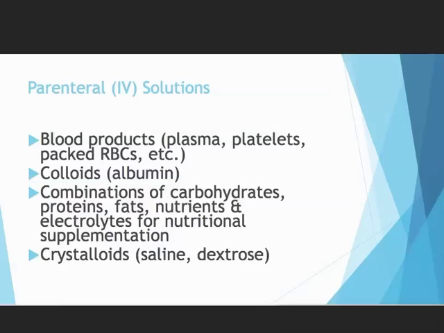So blood products, obviously, replace or supplement blood loss, so it could be plasma, platelets, packed red blood cells. Colloids are albumin or protein based. And then there's a combination of carbohydrates, proteins, fats, nutrients, and electrolytes for nutritional supplementation. We can use that particularly for folks that are not able to take anything in orally via the GI tract. For example, a patient who has pancreatitis is likely not going to be able to eat orally for that reason.